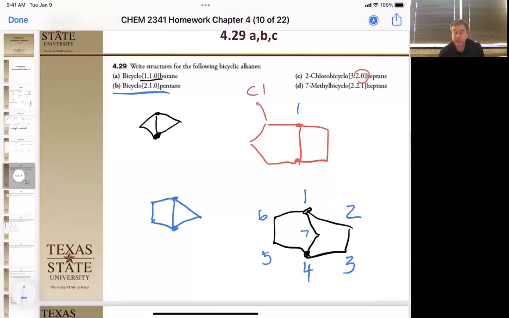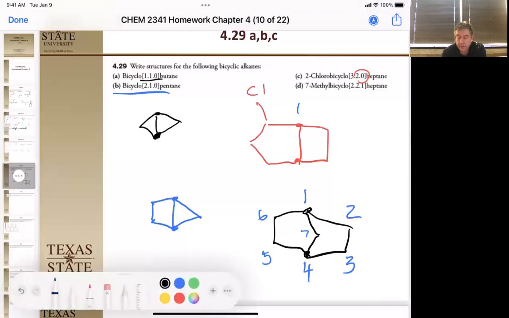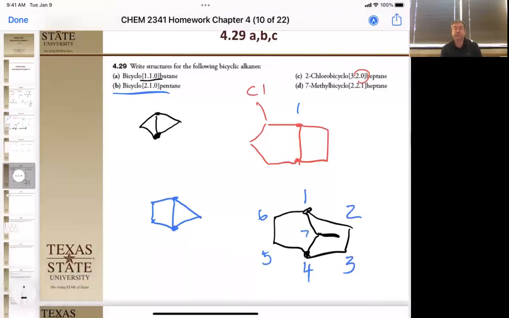Okay, so we go around starting from one bridgehead through the other bridgehead to the next smaller bridge, and then the last carbons are on that smallest bridge. Okay, so it says 7-methyl. So that means I need to put a methyl group right on this 7 carbon. Okay, next.